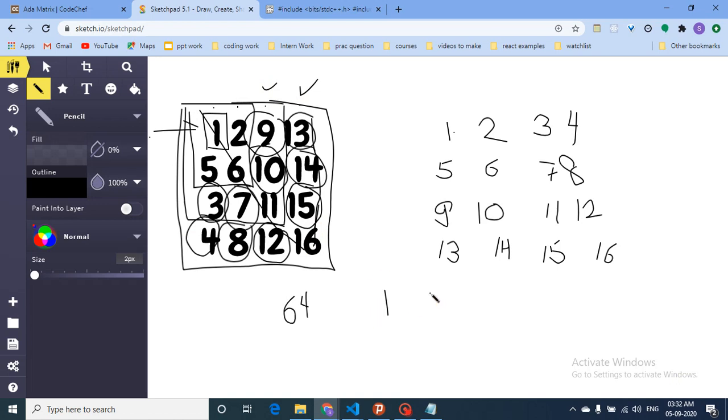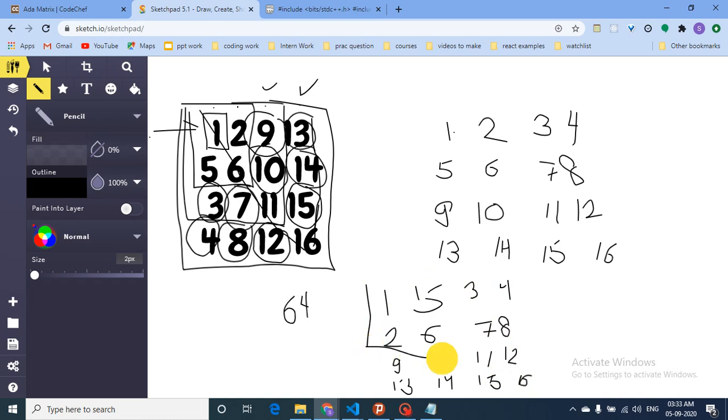So it will be like this: 1, 5, 2, 6, then 3, 4, then 7, 8, 12, 11, 10, 9, 13, 14, 15, 16. So now only this subarray is bad. Now again do a flip of only this subarray, and it will turn out to be this subarray, and that's the final answer. So you have done 2 operations.